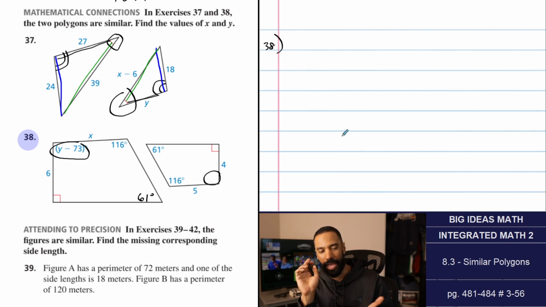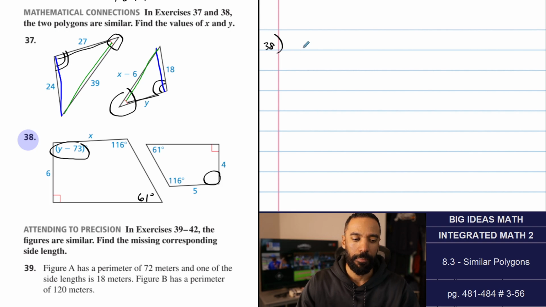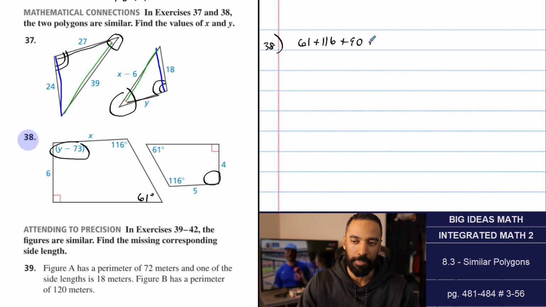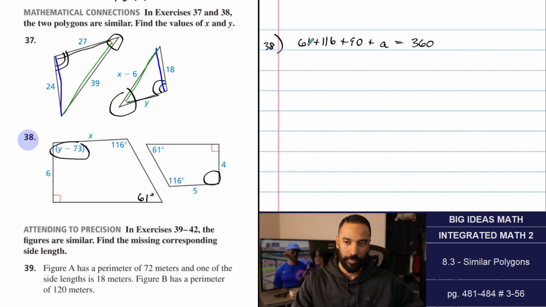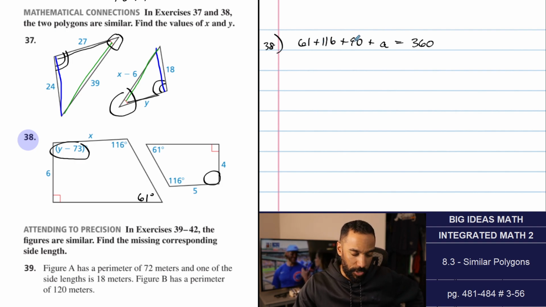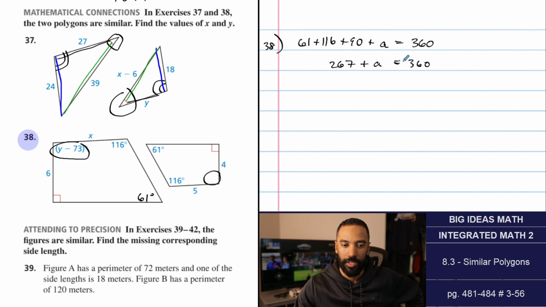And I know I'm doing y before x once more here, but let's find out the missing angle on that one guy there. 61 plus 116 plus 90 plus this unknown, I'll call it A for angle, equals 360 degrees, the interior angle sum of a quadrilateral. 61 plus 90 is 151 plus 116 is 267? I really should be using a calculator. Plus A equals 360. Let's just see what the answer should be, a little more than 90, I think. So A equals, yeah, that's 93.